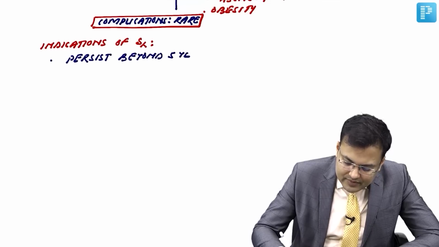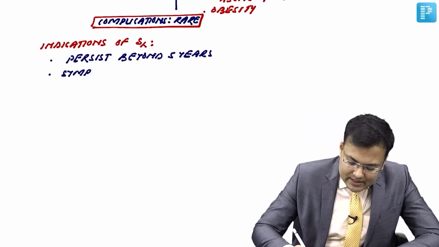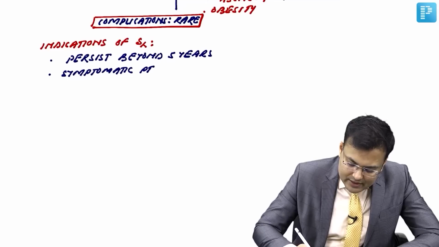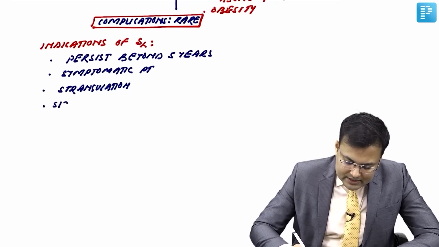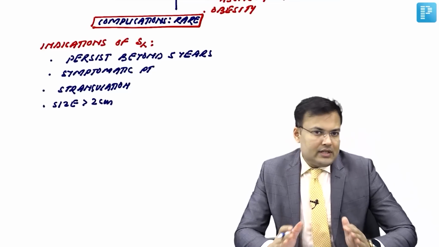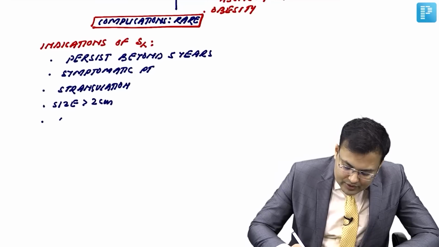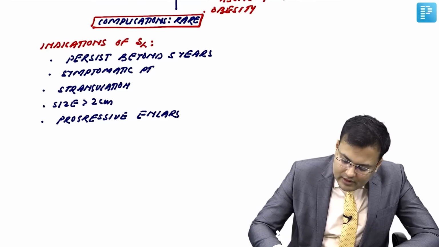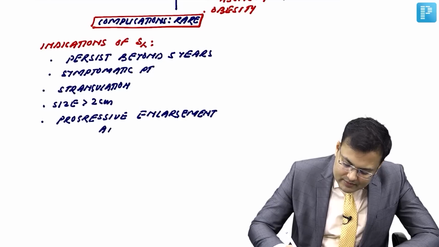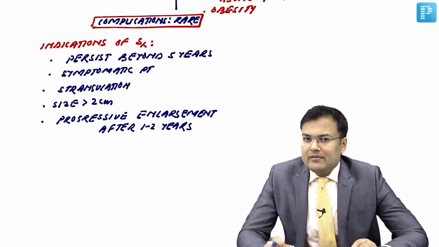Second, if the patient is having symptoms, or if there are complications like strangulation, or if the size of defect is more than 2 centimeter. And whenever you notice progressive enlargement of hernia over a period of 1 to 2 years, progressive enlargement after 1 to 2 years. Clear? Okay. And what about adults? Adult patients who are symptomatic and the adult patients who develop any complications, in those cases we have to perform the surgery.